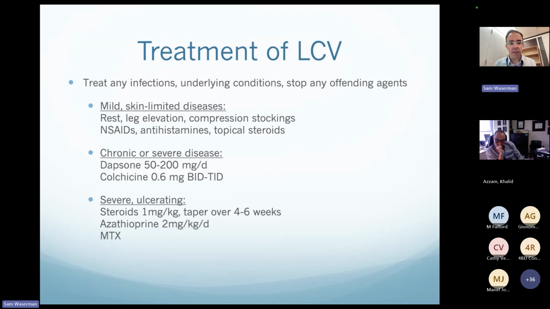In terms of treatment, you want to treat any infections, make sure that underlying conditions are stable, and stop any offending agents. So there's mild or skin-limited disease, which is leg elevation, compression stockings, NSAIDs, antihistamines, topical steroids. Chronic or severe disease, there's dapsone and colchicine. And then severe ulcerating disease is steroids, 1 milligram per kilogram, tapered over 4 to 6 weeks, azathioprine and methotrexate.